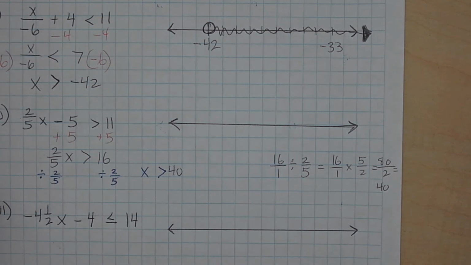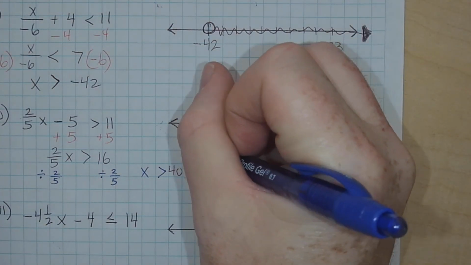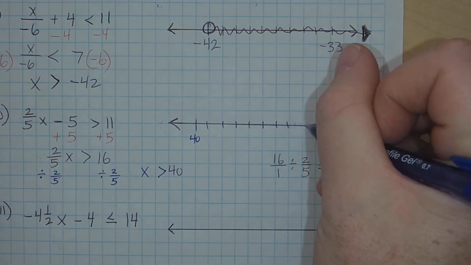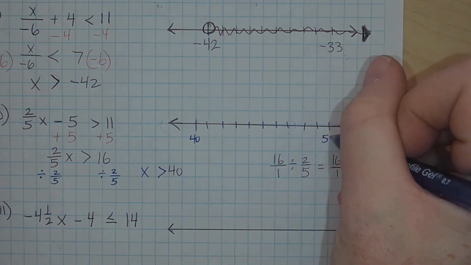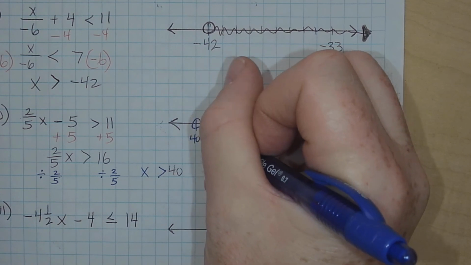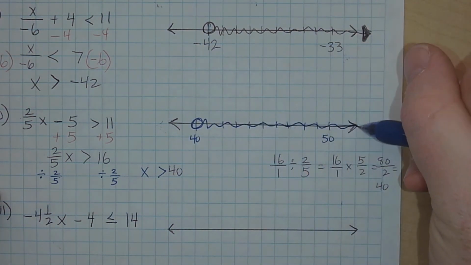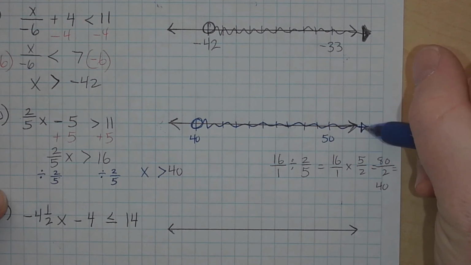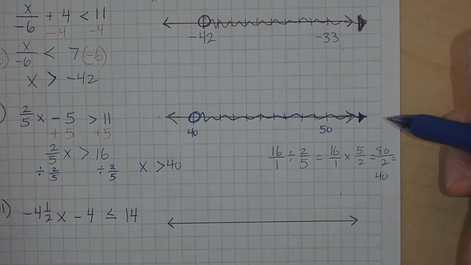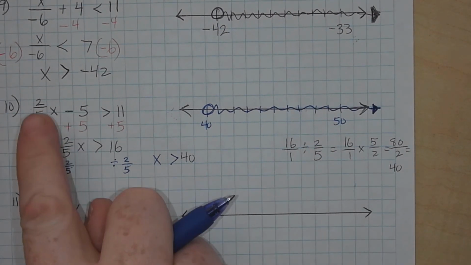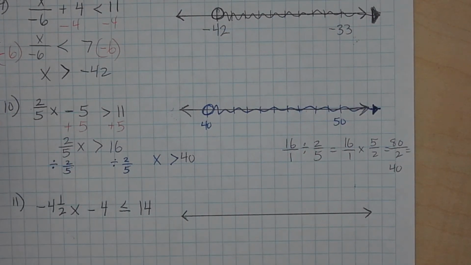So let's say 40 is right here. 41, 42, 43, 44, 45, 46, 47, 48, 49, 50. Do an open circle because x cannot be equal to 40, it has to be greater than 40. Go to the right, and we're good. And you can pick any number to plug in for x. But this one's a little bit harder to do because this is a fraction.